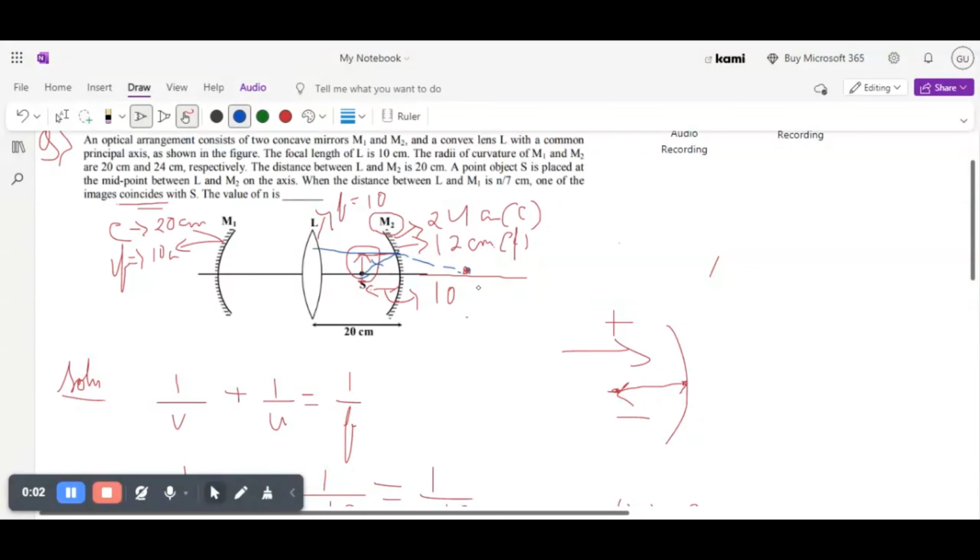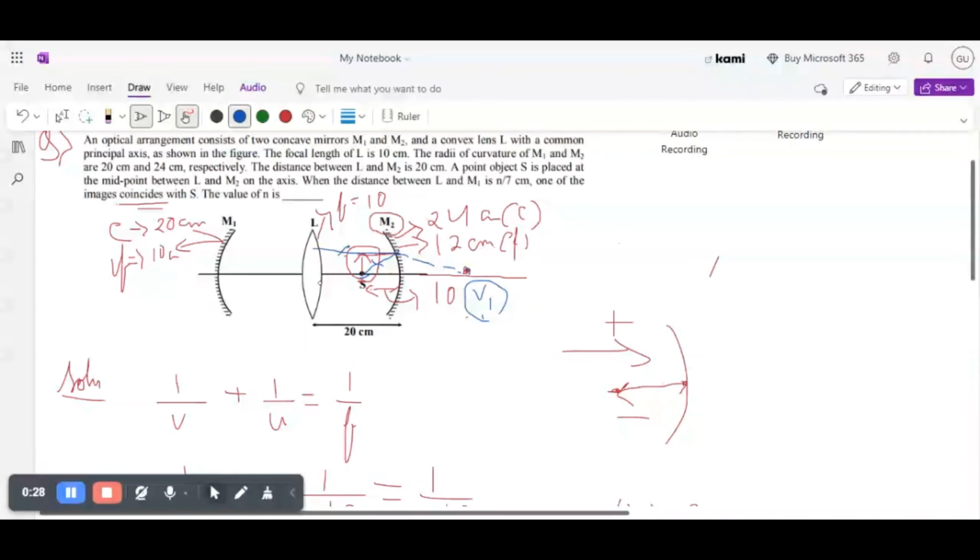So we can regard this as image 1. This image 1 will be the object for the lens, because the ray is going from here, and if you extend the ray here, we can see that it's something like this. My pen is not working that well, so please adjust. Can I explain how to do the latter part?